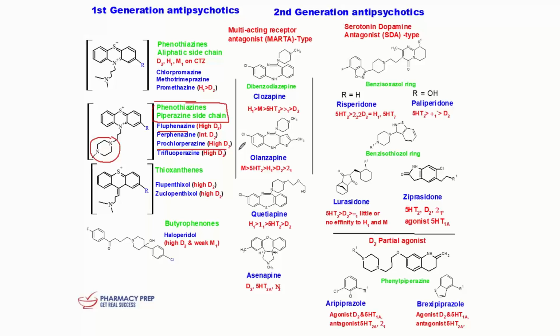Therefore, all these phenothiazine piperazine side chain drugs, such as fluphenazine, perphenazine, and trifluoperazine, are considered high D2 inhibitors. So they are only used for psychosis, not for nausea, vomiting, etc. Only one drug here is of intermediate potency, and that is perphenazine.